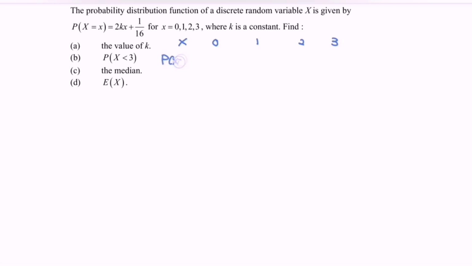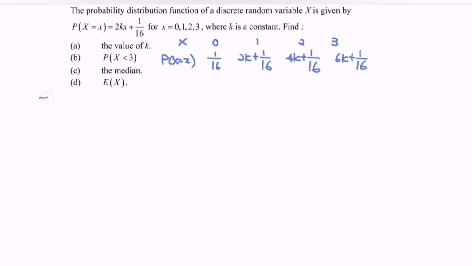So for the probability, kindly substitute 0 and we will have 1 over 16. If we substitute 1, we will have 2k plus 1 over 16. Followed by substituting 2, we have 4k plus 1 over 16. And finally, if we substitute 3, we will have 6k plus 1 over 16, where k is a constant. Find the value of k.